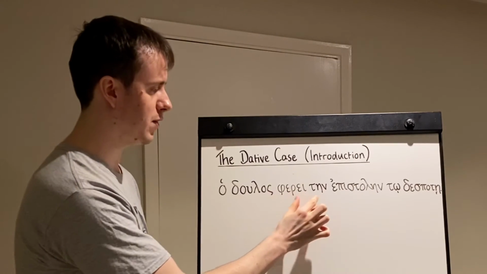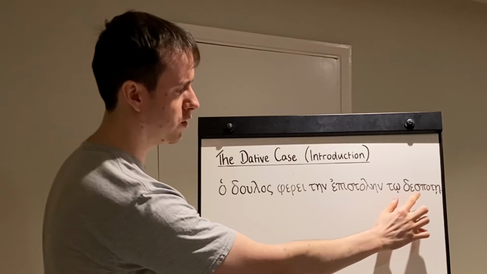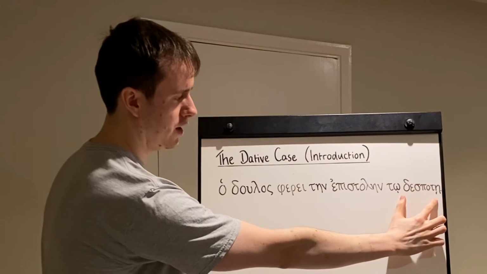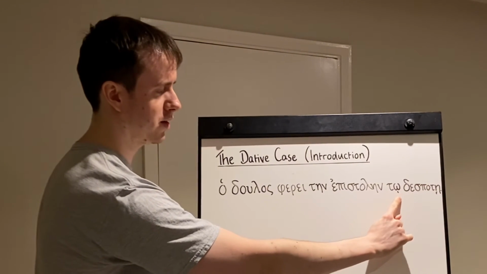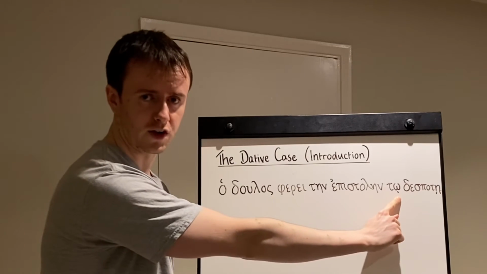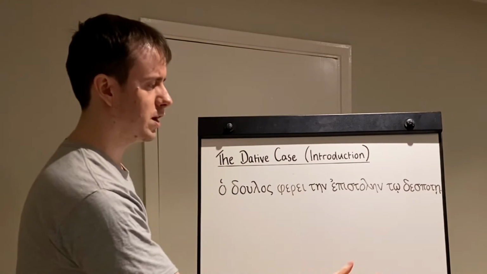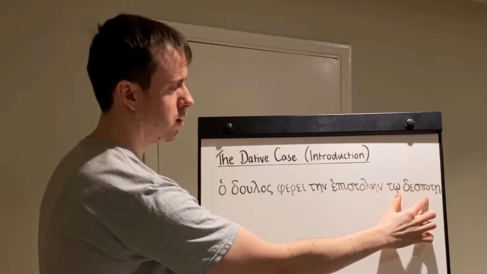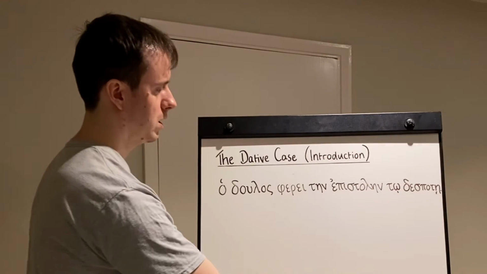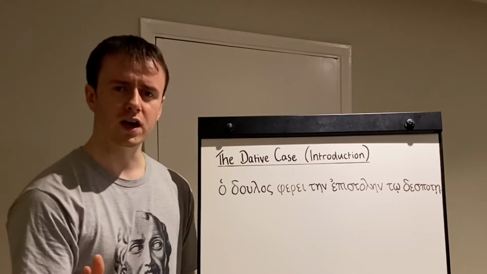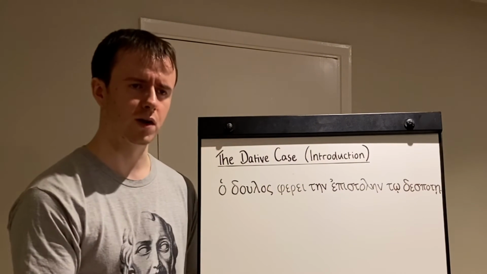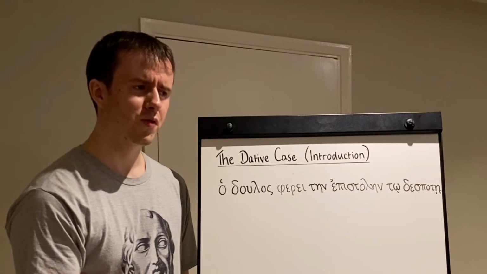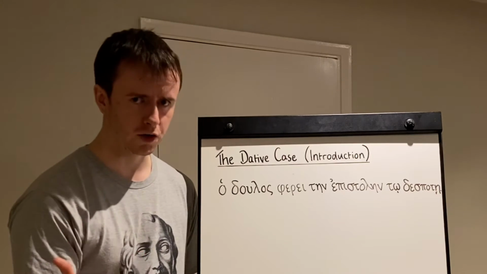So the slave carries the letter, and then we've got toi despotei, which is the master in the dative case, which we know from the masculine dative singular definite article. So, is it to the master or for the master? Here, you might think, well, couldn't it be the slave carries the letter to the master? And now, the answer is yes, it could.